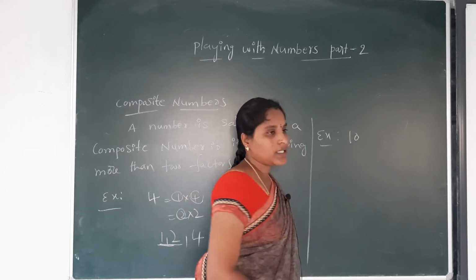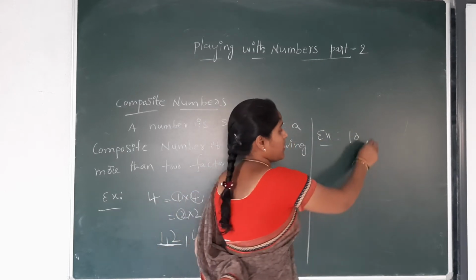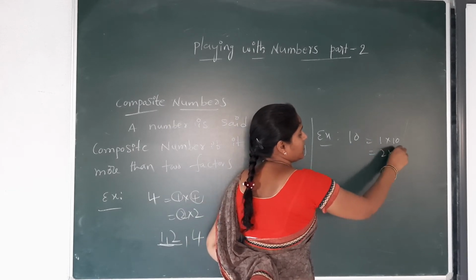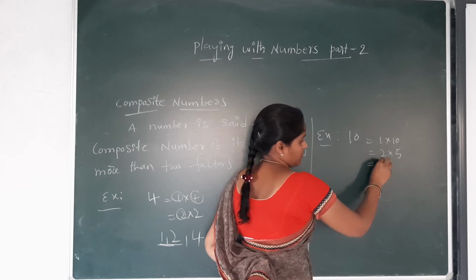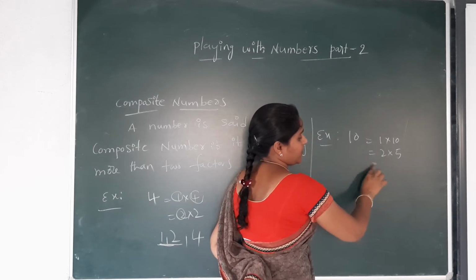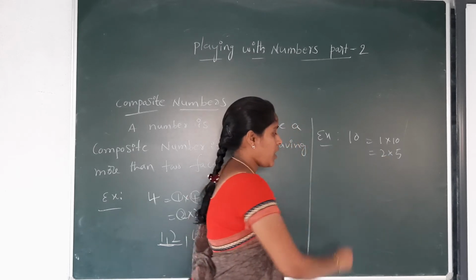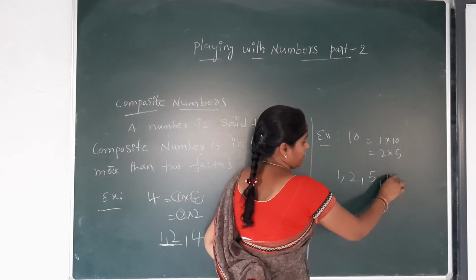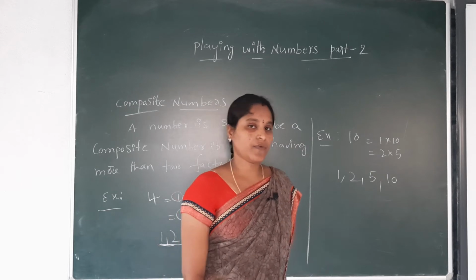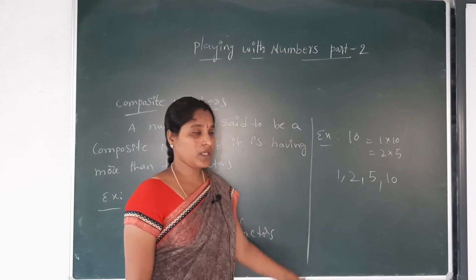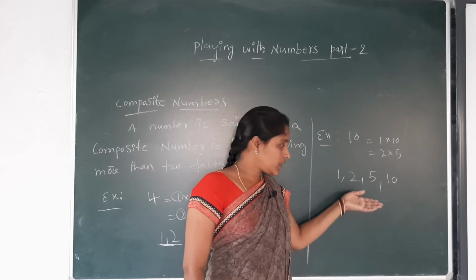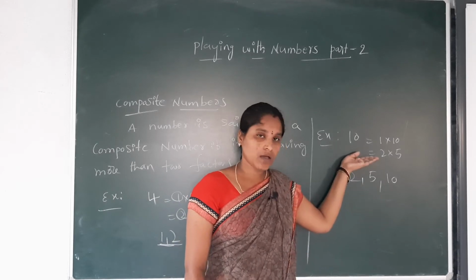10. What are the factors for 10? 1 times 10, 2 times 5. So the factors are 1, 2, 5 and 10. How many factors does 10 have? Here 10 is having 4 factors: 1, 2, 3, 4. 10 is having more than 2 factors, so 10 is called a composite number.